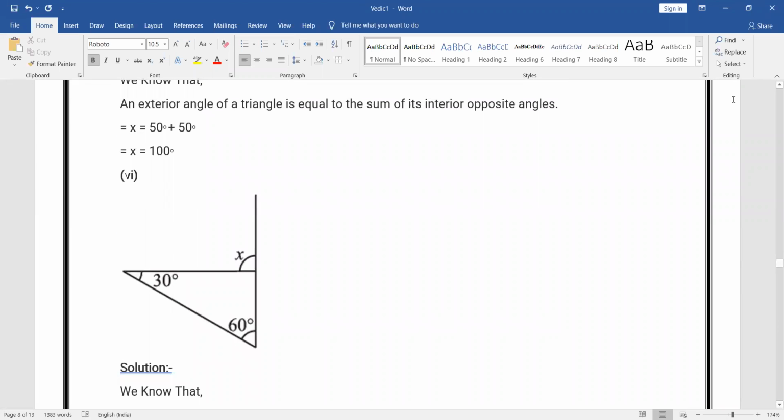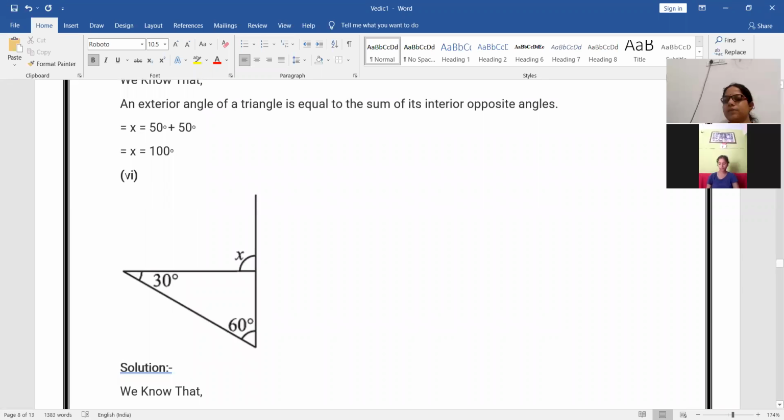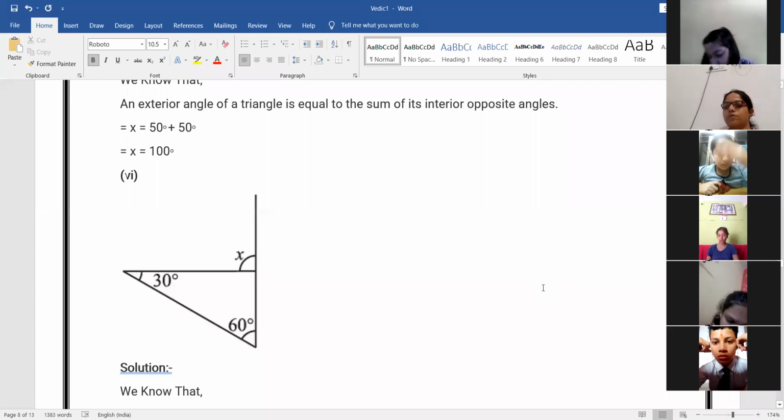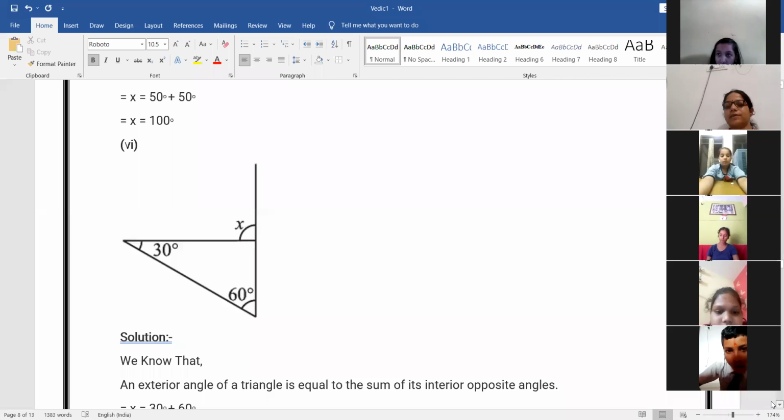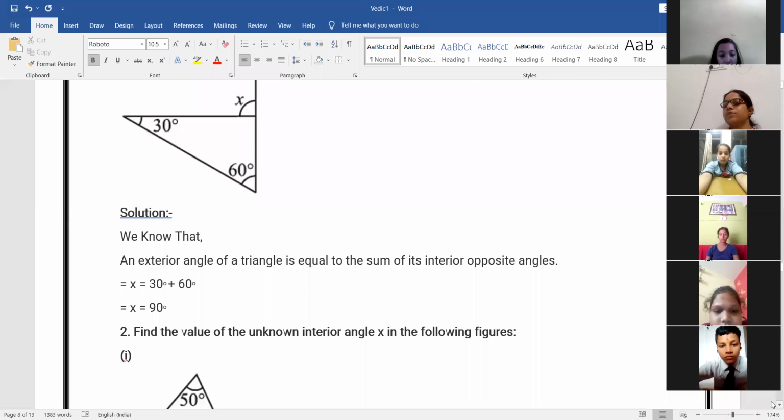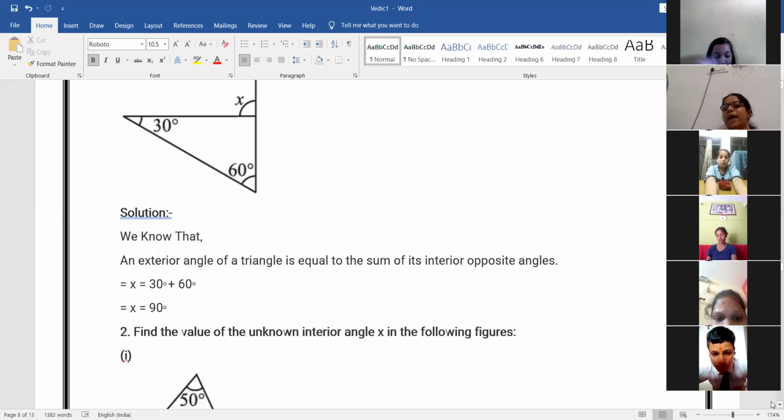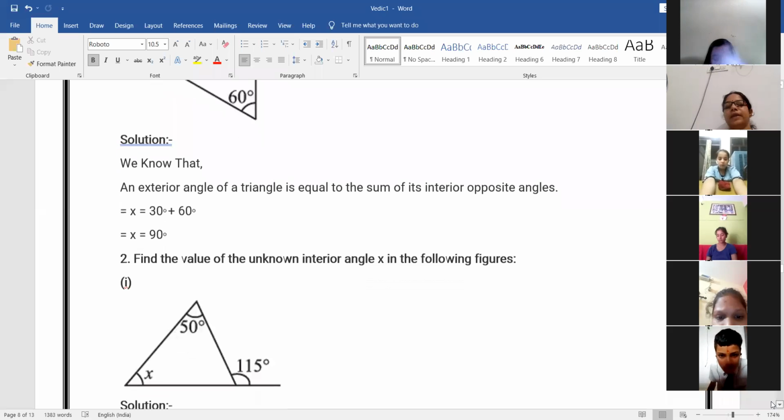Again, in the sixth part also, just see the sixth part. In this sixth part also, you can get your answer that x is equal to 30 and 60. So simply you can write your answer as, because the sum of the exterior angle is equal to the sum of the opposite interior angles, the value of x is 90. Okay. So in question number 1, all questions are similar. Simply you have to find out the outermost unknown value by adding the inner two interior angles.